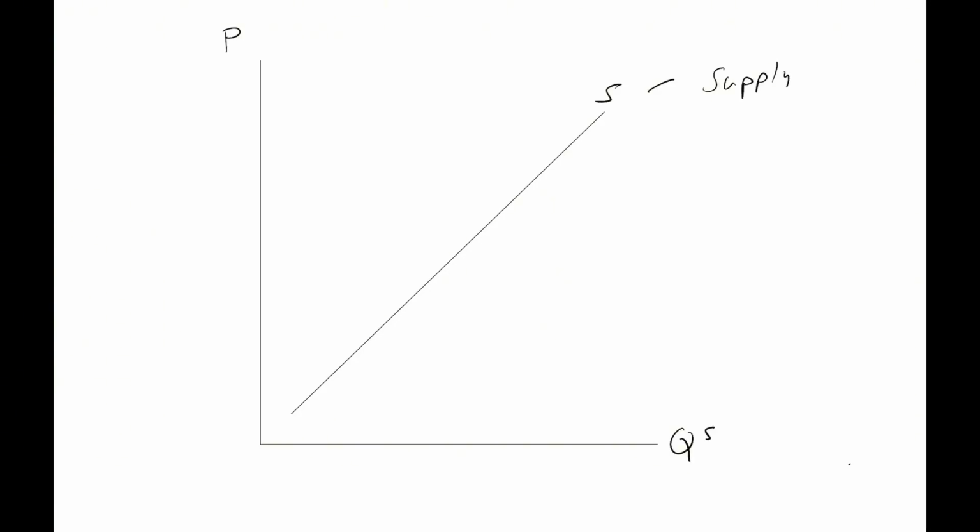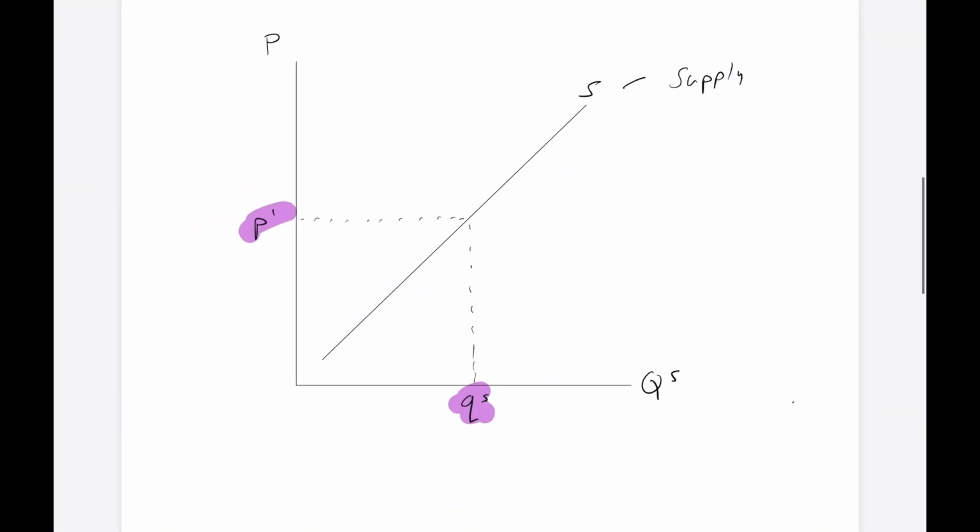Now, if the price is currently at P1, and if we just draw a dotted line, hit the supply curve and draw a dotted line going down to the quantity supplied axis, then we will label that QS. So this basically means this diagram is now showing us that at P1, the quantity of a product which firms are willing and able to supply is at QS, quantity supplied.